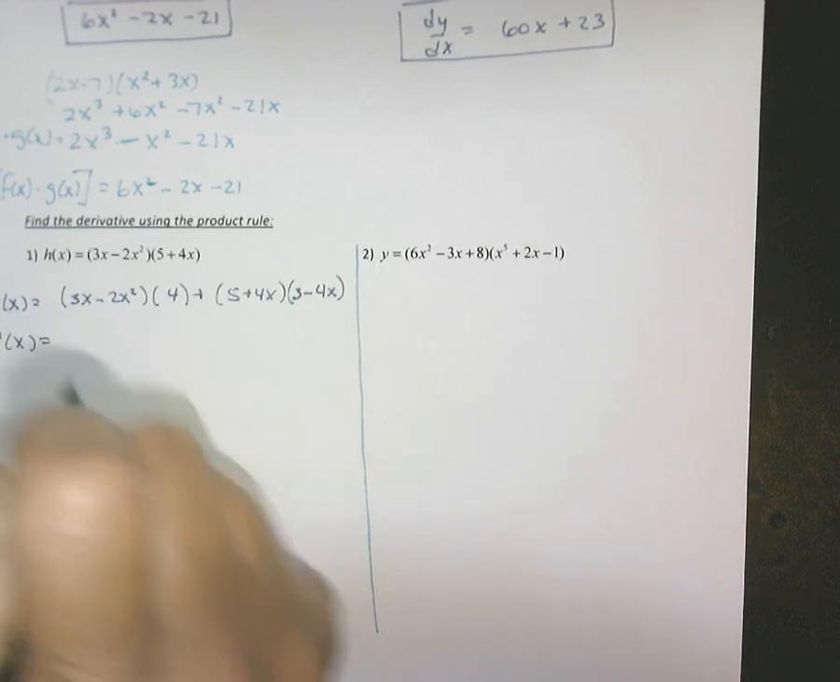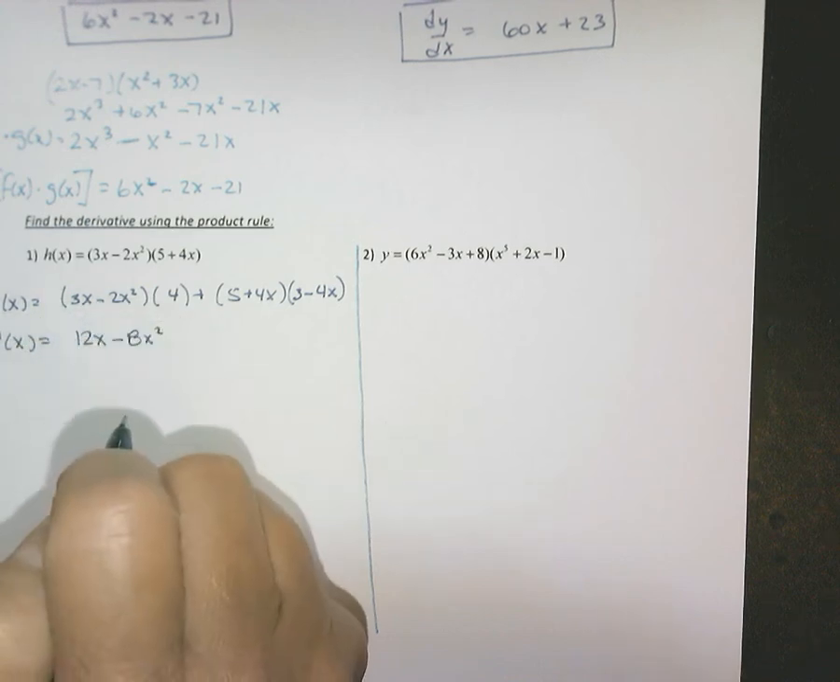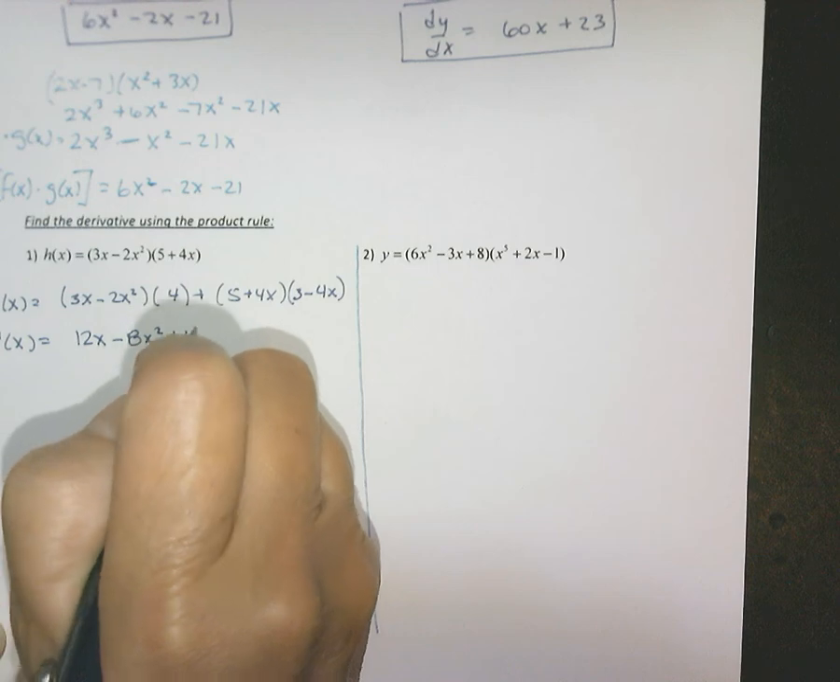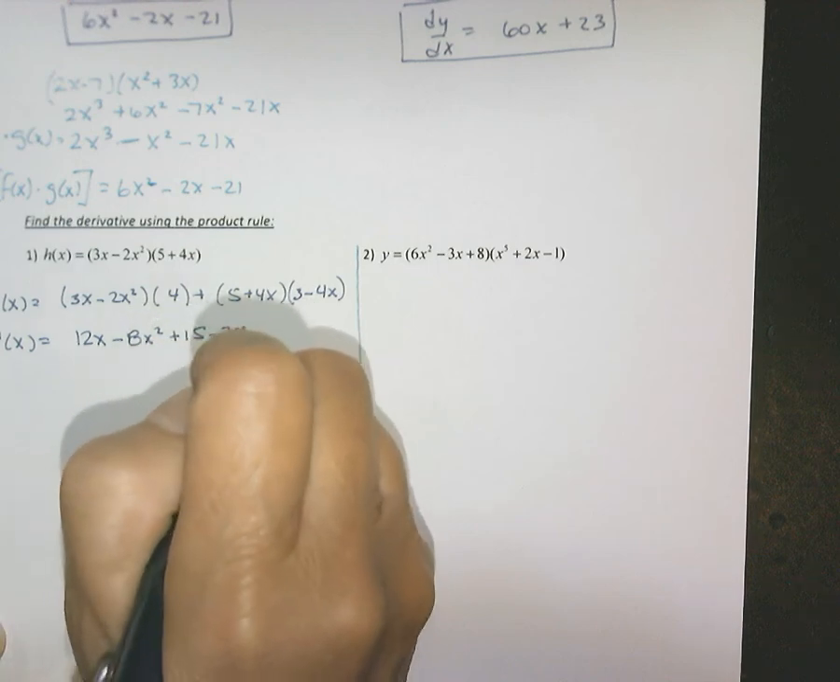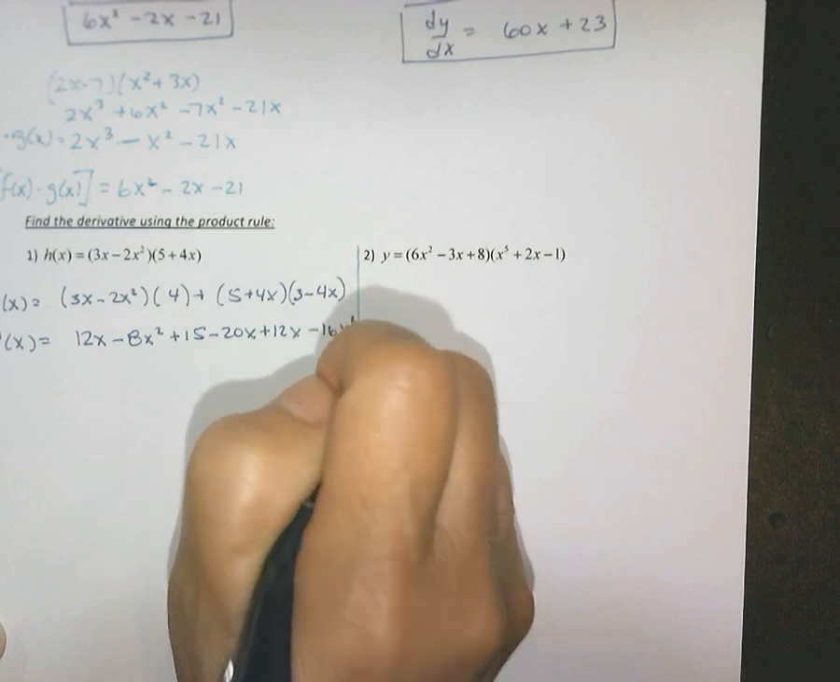Clean this up. I get 12x minus 8x squared. Multiply these together, I get 15 minus 20x plus 12x minus 16x squared.